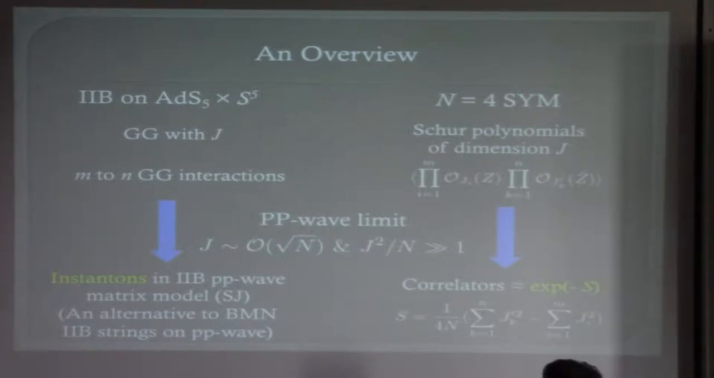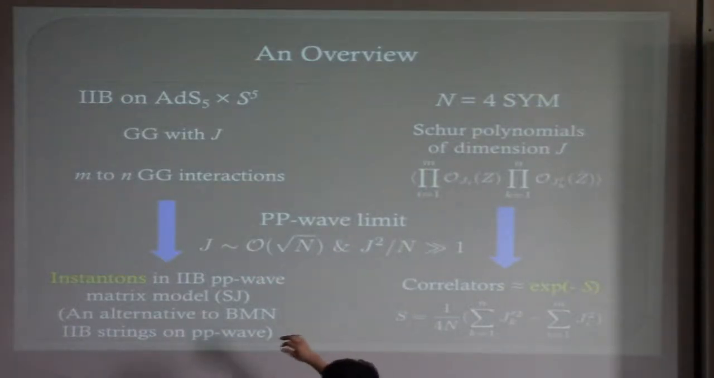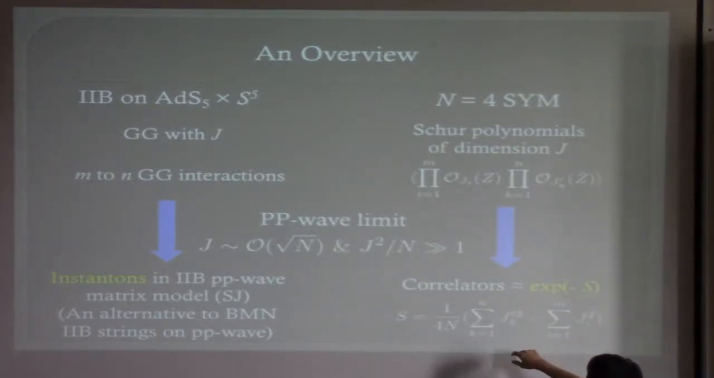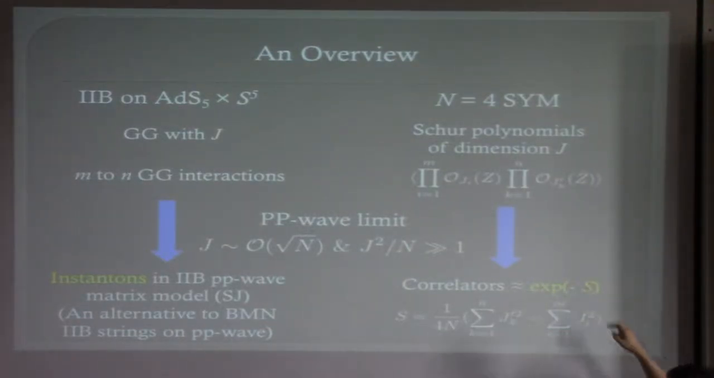And then, to make the problem tractable, I take some limit, which is called the pp-wave limit. So this angular momentum J is of the order of square root of N, and I have to keep this quantity large. And if I take this limit, what I find is the description of giant gravitons as instantons in the type IIA matrix model. And on this side, if you take this limit, then it is known that this correlator looks like exponential of minus something, and this S is given by this. So this expression suggests there must be some kind of instanton description of this giant graviton process. So that's what I will find.